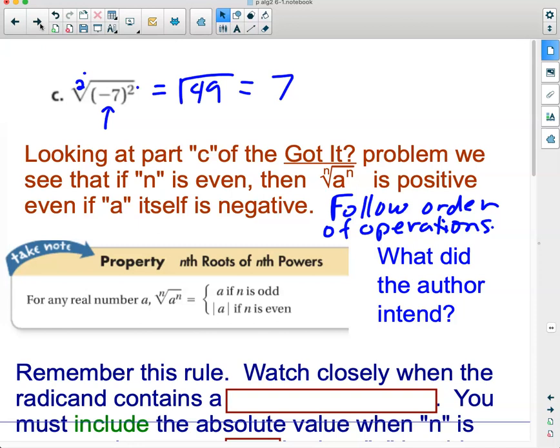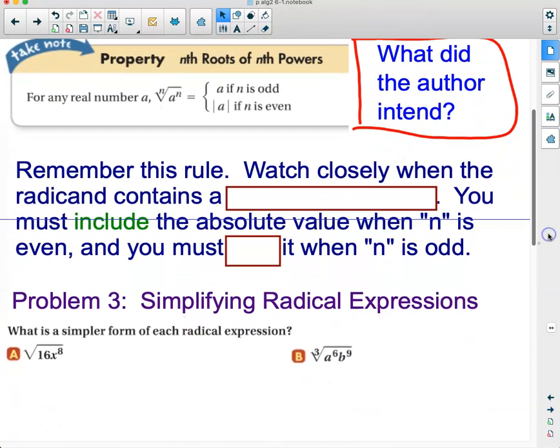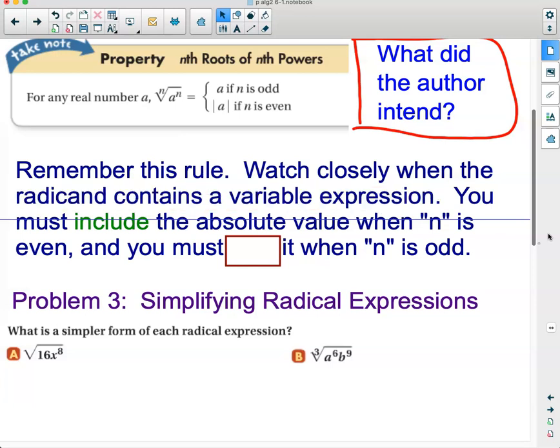Now, the real reason behind why we suddenly need these absolute value bars is this question right here. What did the author intend? The person that wrote the problem, did they mean for there to be negative answers when we were done with the problem? All of that comes from what steps we're going to use inside the problem. So let's take a peek at some of these. Remember this rule.